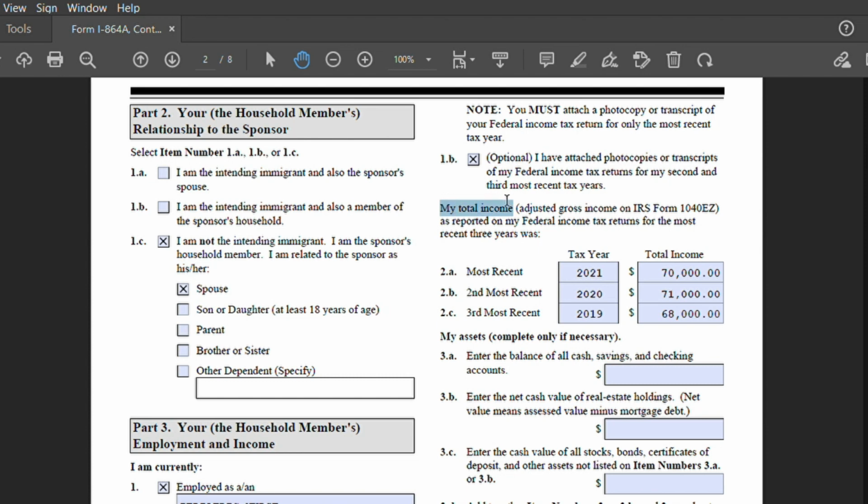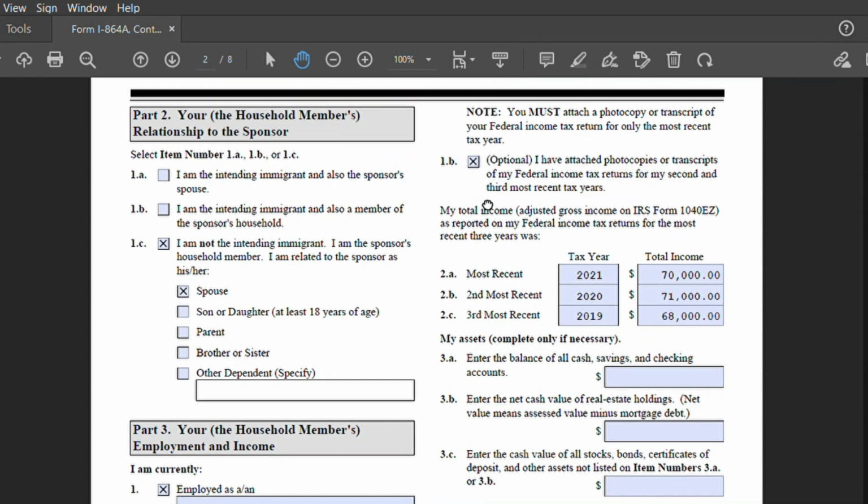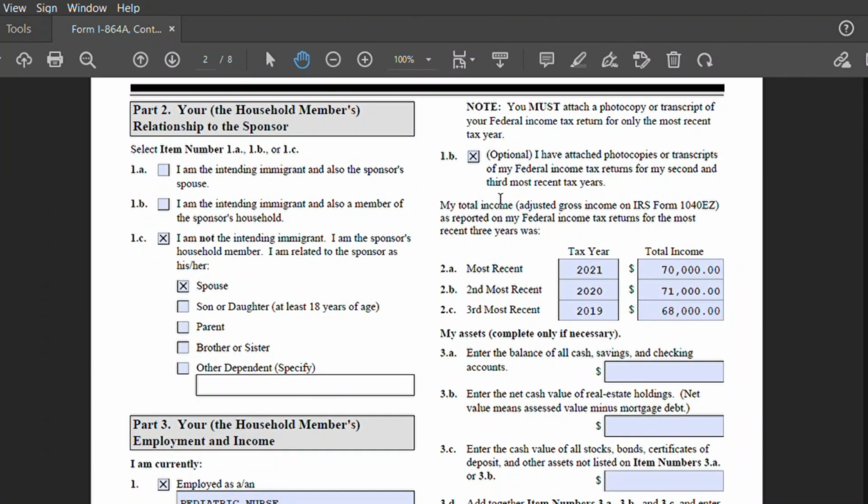So here you're going to provide your total income as reported on the federal tax returns for the most recent 3 years. So you're going to look at the total income line on your tax returns and write exactly what that number was. The adjusted gross income will only be written if you have submitted Form 1040-EZ. And here, as you can see, we provided the tax returns for the most recent 3 years.